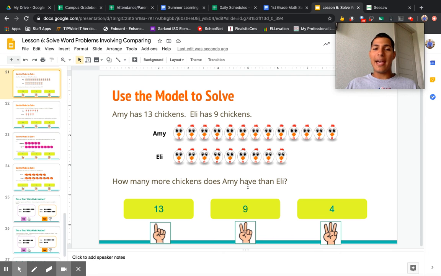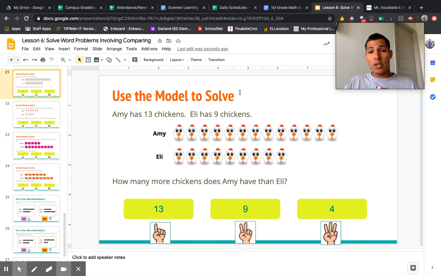How many more chickens does Amy have than Eli? How many more, right? What does more mean? It means Amy's going to have more than Eli, right? Her number is going to be bigger. More means her number is bigger, greater than. It's very similar, right? How many more chickens does Amy have than Eli?